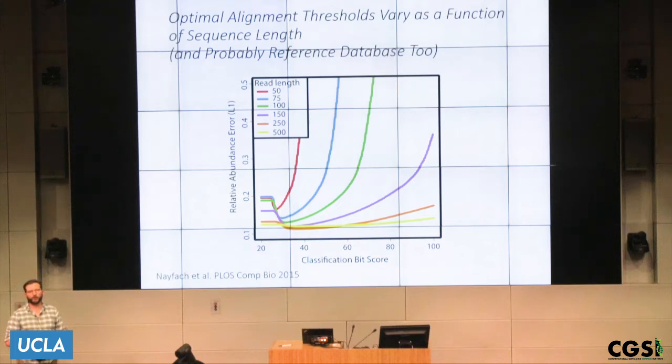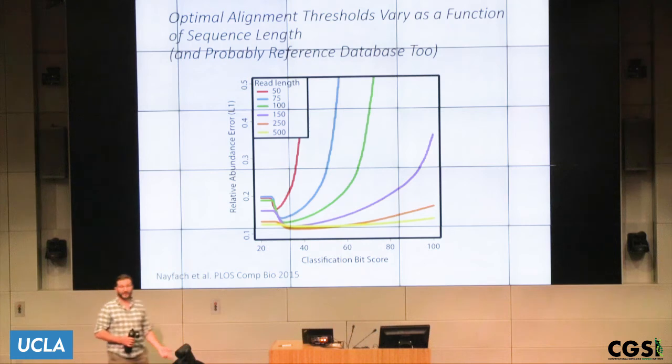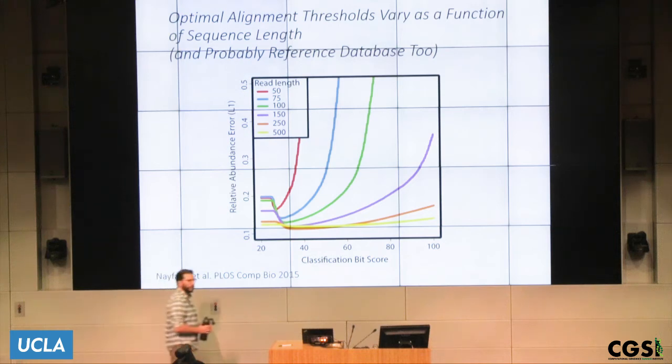Now, one thing that we're really only beginning to stumble into is that these patterns are probably also reference database specific. The reason I think we see a lot of these patterns is because of collisions and homology between different families. And some protein family databases are going to have families that are much more distinct and discrete, so your classification will be much more precise as a result.